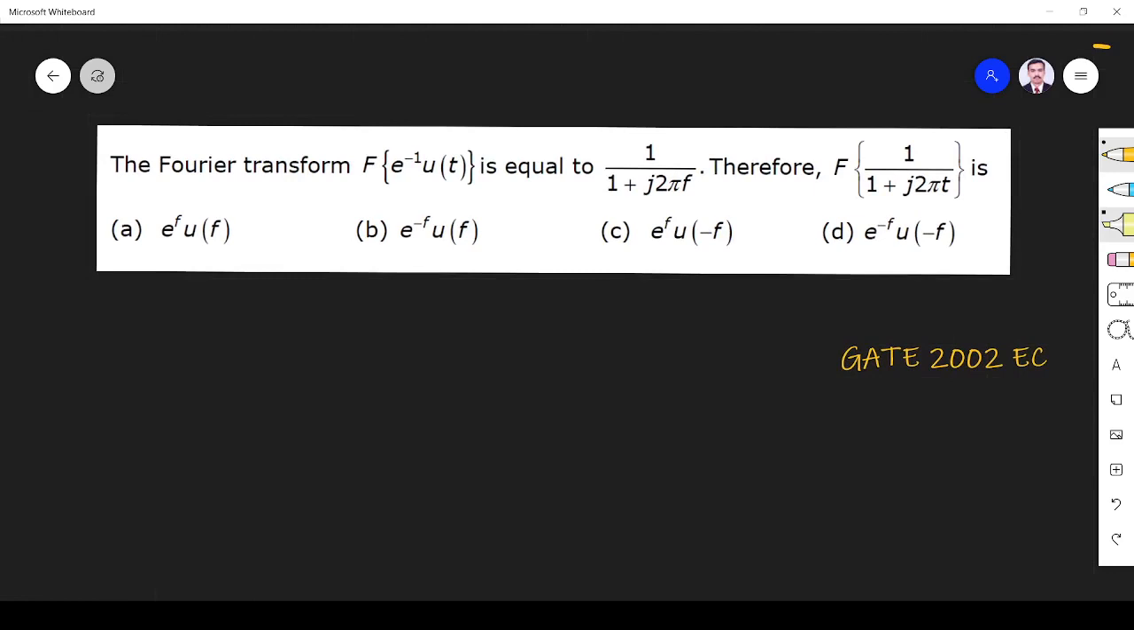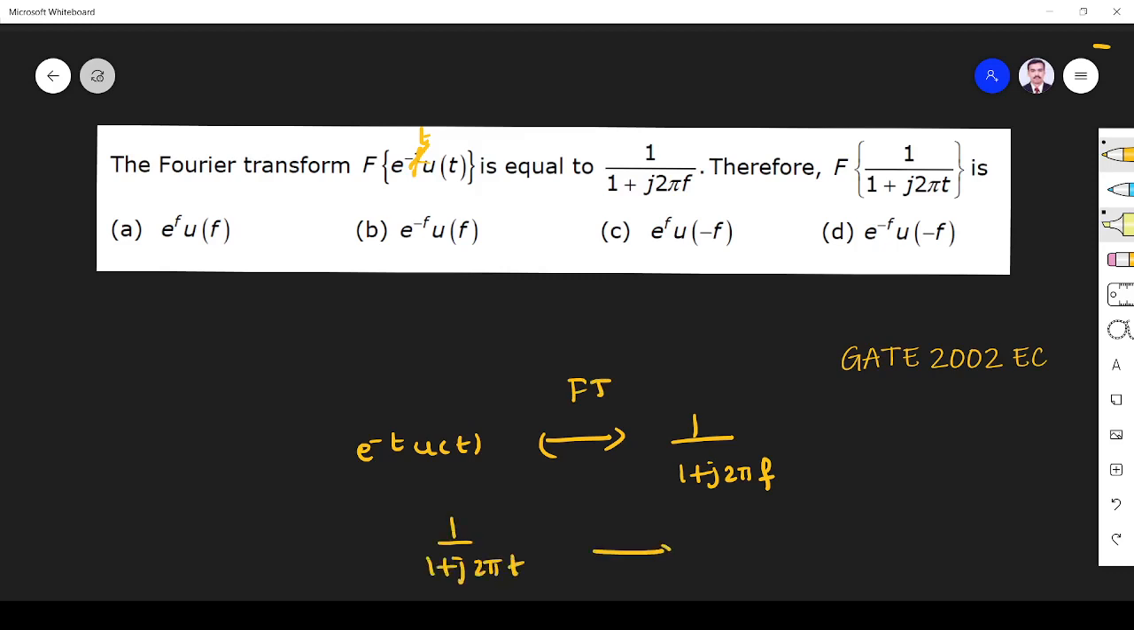The question is, the Fourier transform of e power minus t u of t is given by 1 by 1 plus j 2 pi f. What is the Fourier transform of 1 by 1 plus j 2 pi t? That's what they are asking, right?